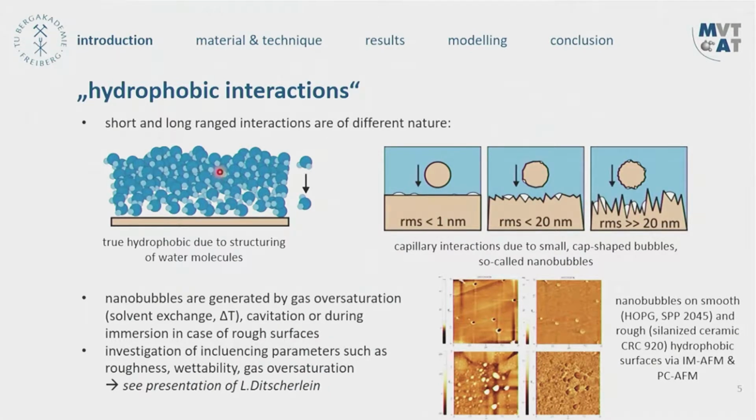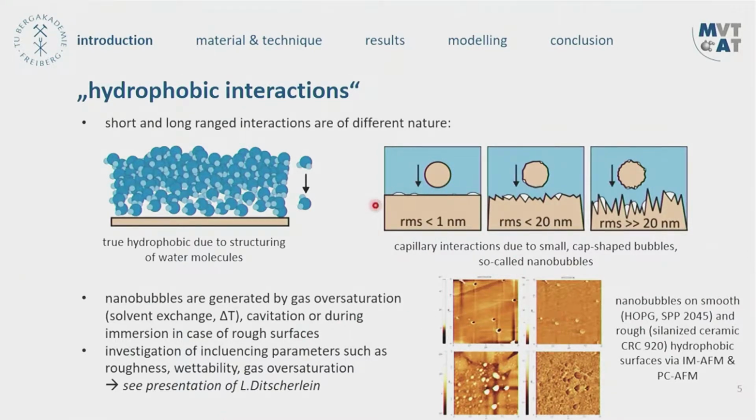But with that, we cannot explain the other effect, that we can measure hydrophobic interactions up to 100 nanometers and plus. And here the nanobubbles come into play. At the surface, as we have known, there are small gas volumes, and that's not only on smooth surfaces, but also on rough surfaces.